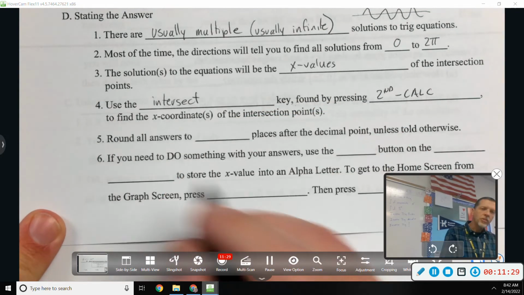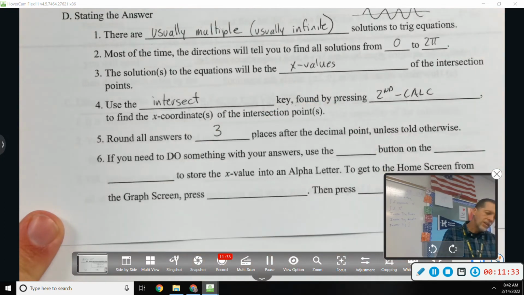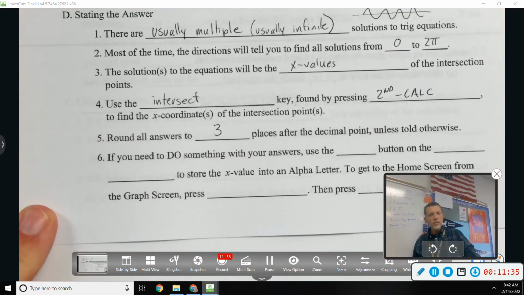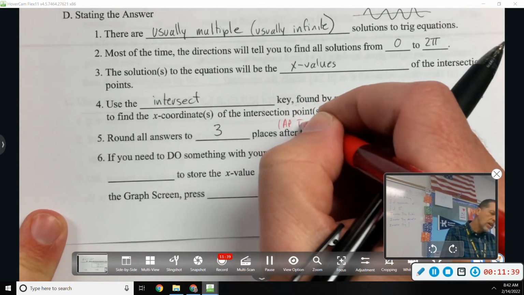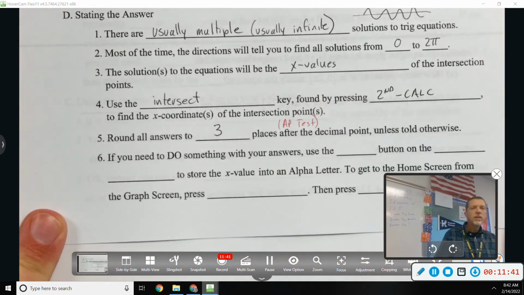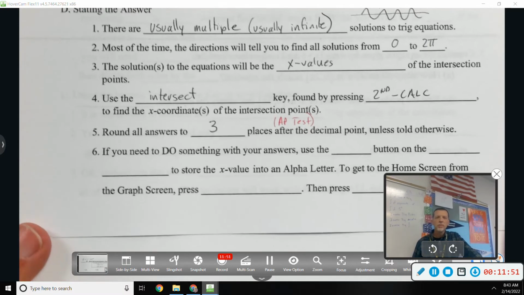Round all answers, so back to notes here. Number 5, round all answers to 3 places, unless told otherwise. That's an AP test thing. So we start that now. It doesn't matter a whole lot right now, but for the chunk of you that are taking AP Calculus next year, just get in the habit of 3 decimal places. Unless it says otherwise, 3 decimal places.